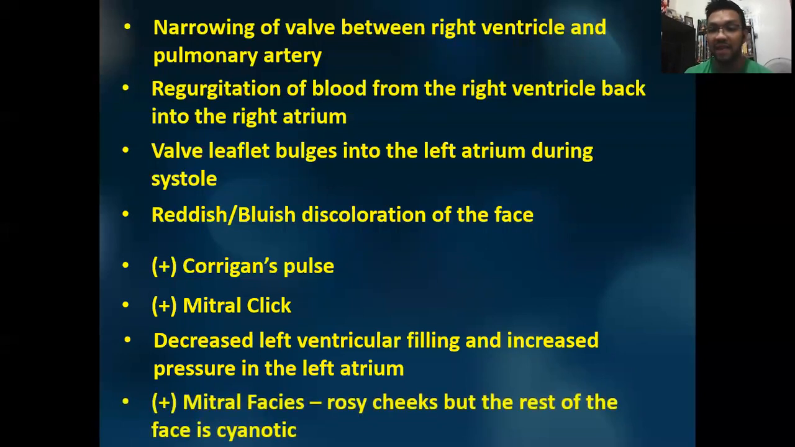Positive mitral facies, which is when the patient has rosy cheeks, but the rest of the face is cyanotic. It's the reddish or bluish discoloration of the face. So here I'm showing you the demonstration of Corrigan's pulse. It's very evident here. It's brought about by the backflow of blood into the veins. So there, this one is mitral facies, wherein the patient has rosy cheeks, but the rest of the face is either pale or bluish.